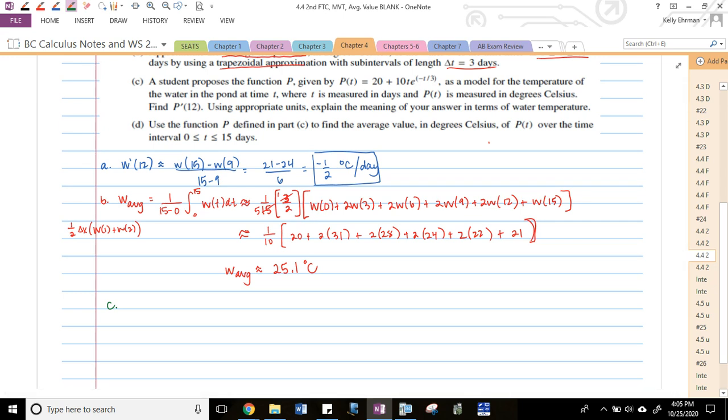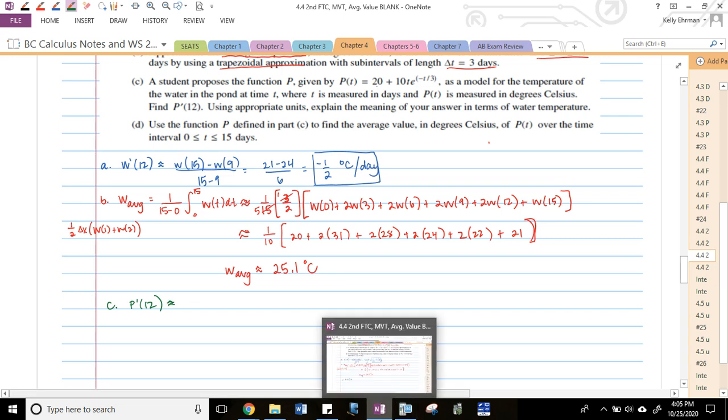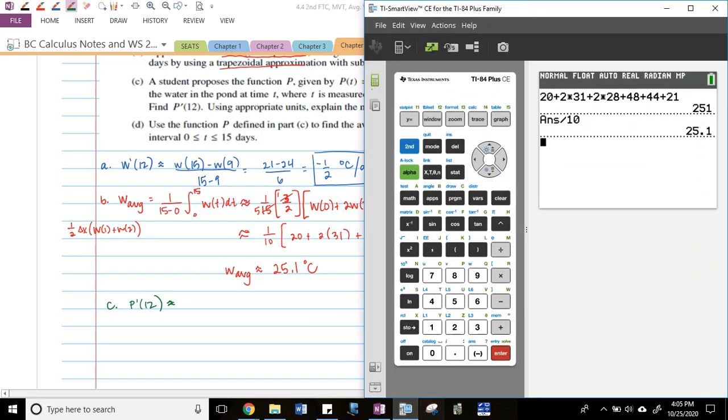Using appropriate units, explain the meaning of your answer in terms of water temperature. Now, calculators allowed, which is a good thing because we have not talked about how to take the derivative of e to the something or any exponential. So when you're doing this on a calculator part of an AP test, you can just say p prime of 12 is approximately equal to, and hop over to your calculator. There's no work to be shown here.